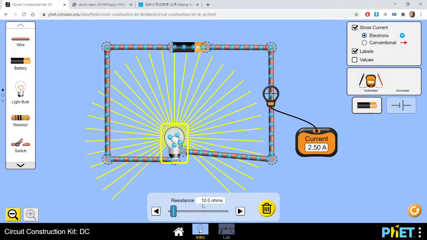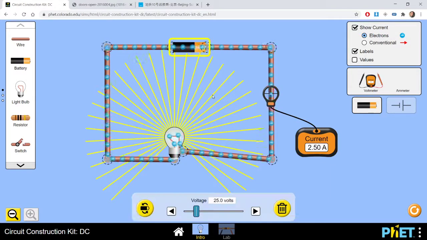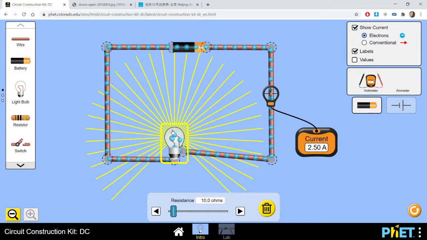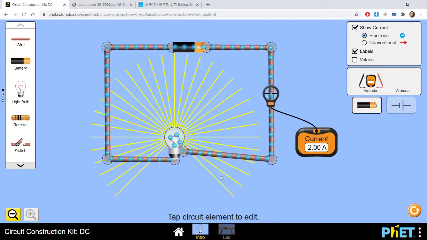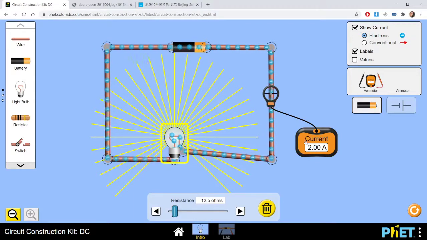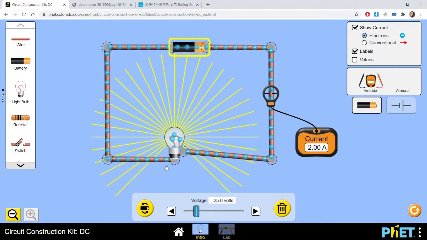As I increase this resistance, this current gets smaller. But you notice I've got 10 ohms here and 2.5 as my current. Well, 10 times 2.5 is still 25. If I increase this again to 12.5, my current has decreased, now 2. 12.5 times 2, still 25.